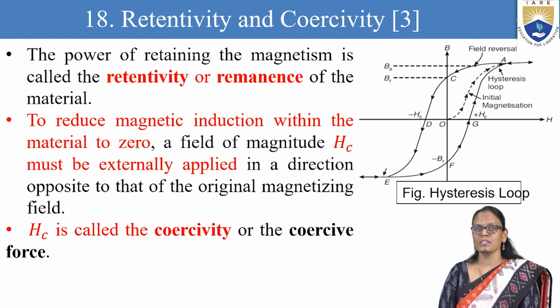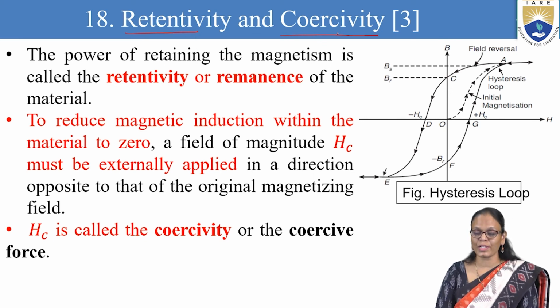Now the next question is: define retentivity and coercivity. What is retentivity and what is coercivity? We will explain these two with the help of the hysteresis loop. We have already discussed the hysteresis loop. It tells us about the lagging behind of the magnetic induction B to the applied field H. H is the applied field and B is the magnetic induction inside the ferromagnetic material.